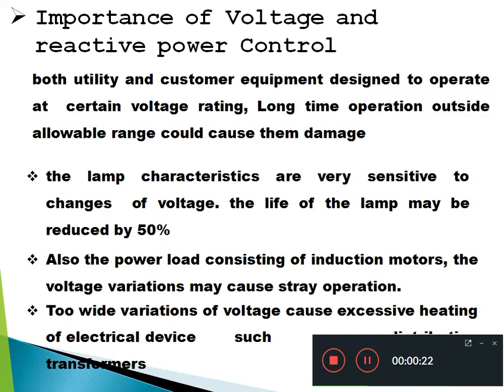between the utility and the consumer equipment. If you consider the characteristics of a lamp, if a variation of voltage occurs in the lamp, the efficiency or lifetime of the lamp will decrease gradually by up to 50%.